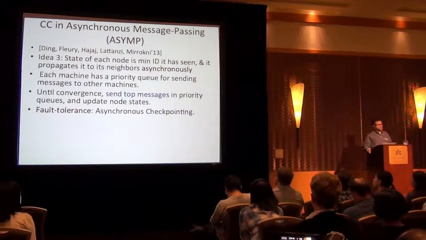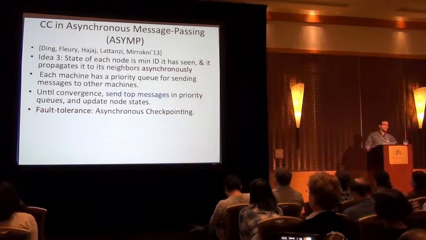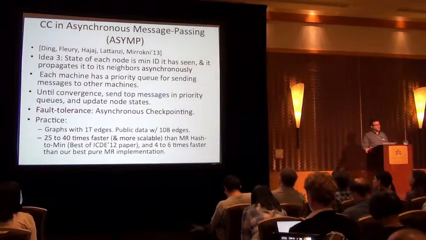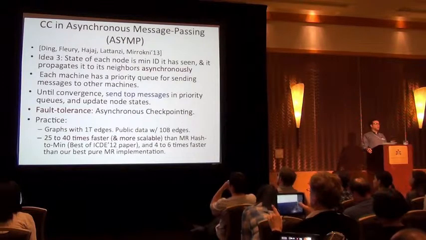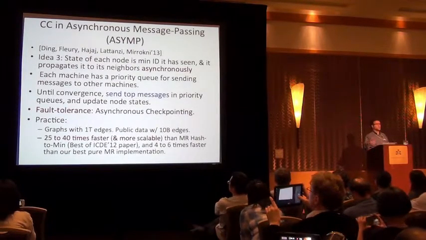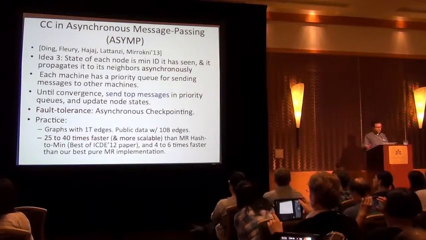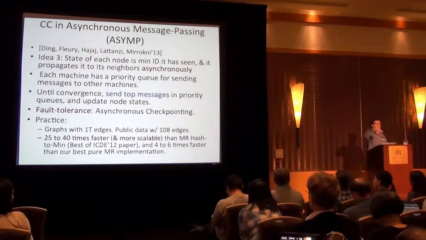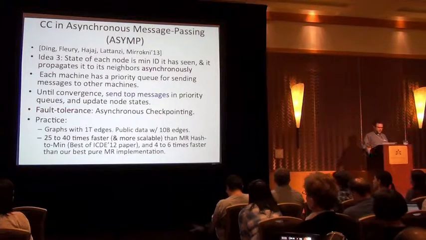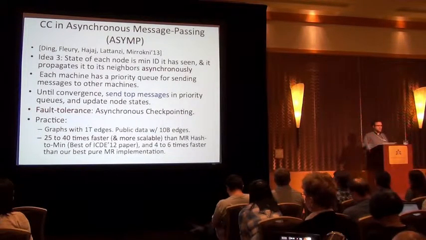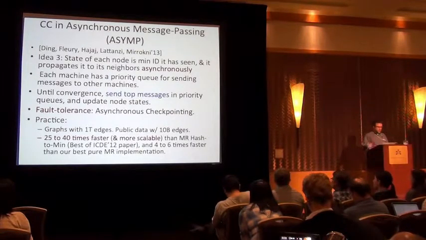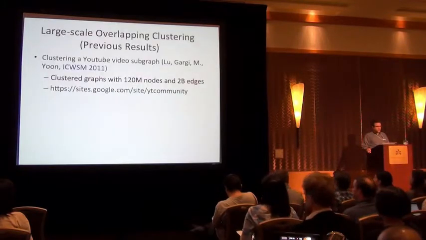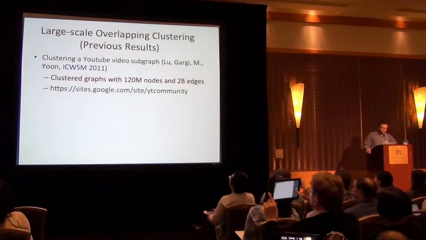The fault tolerance implemented in this framework is asynchronous checkpointing, which is very fast and very scalable. With this, we can handle any type of graph that we have seen at Google, at least, for computing connected components and this type of hierarchical clustering. We get 25 to 40 times faster and more scalable code compared to an implementation of the best algorithm we know of inside Google. We re-implemented this ICD paper algorithm and compared ourselves to that. And we get 4 to 6 times faster than the best pure MapReduce implementation that we have. I wanted to tell you the final result when we put all these things together.